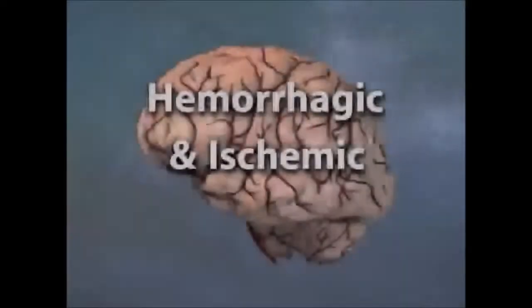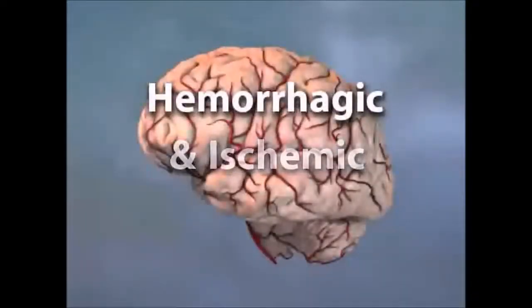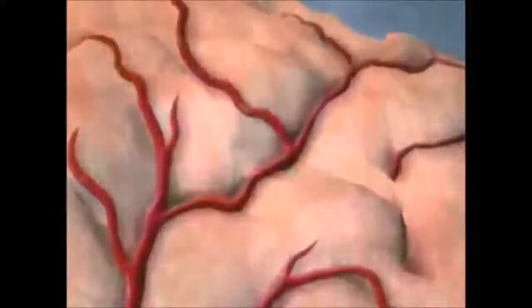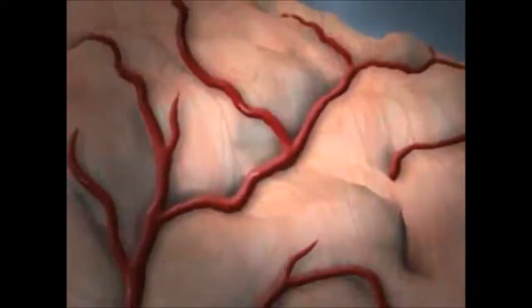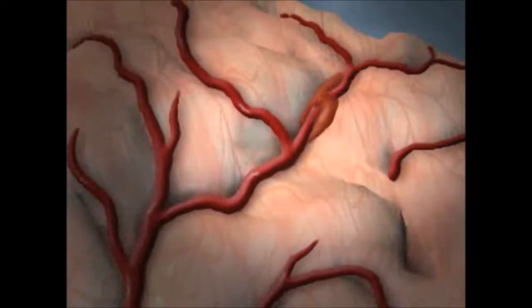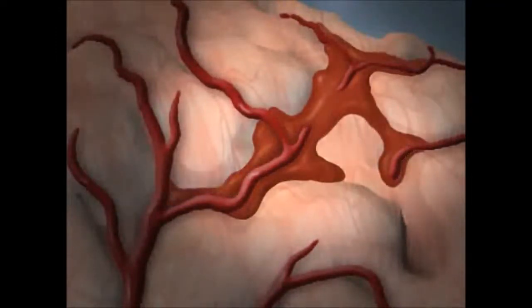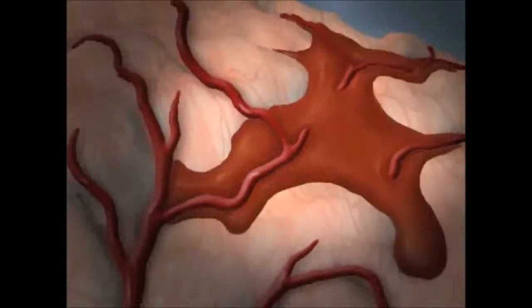There are two types of stroke, hemorrhagic and ischemic. A hemorrhagic stroke occurs when a blood vessel in the brain bursts due to high blood pressure, atherosclerosis, or a congenital malformation. A burst vessel causes bleeding into the brain and decreased blood flow in the damaged vessel. Blood buildup increases pressure in the brain, damaging nerve cells and collapsing smaller vessels.